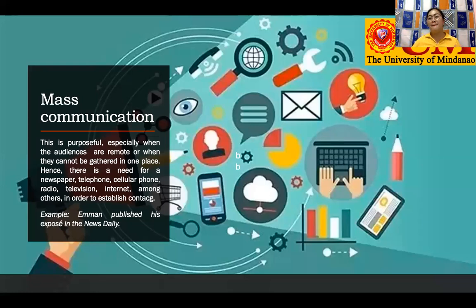So for example, radio, broadcasting, or television, where people are watching via television the speech of the president, just like that. So that is mass communication. If there is a mediation of technology, or if there is a use of newspaper, telephone, or other technologies, then that is what we call mass communication.